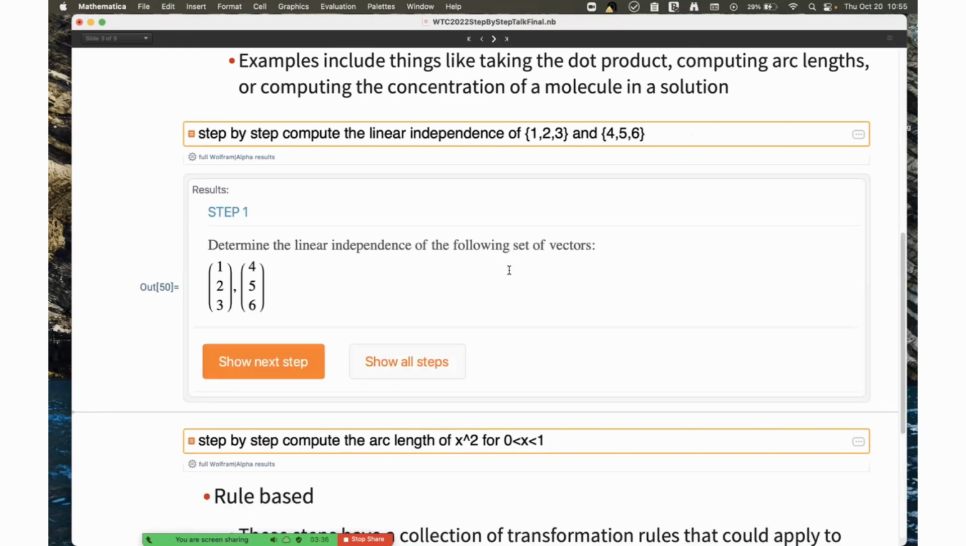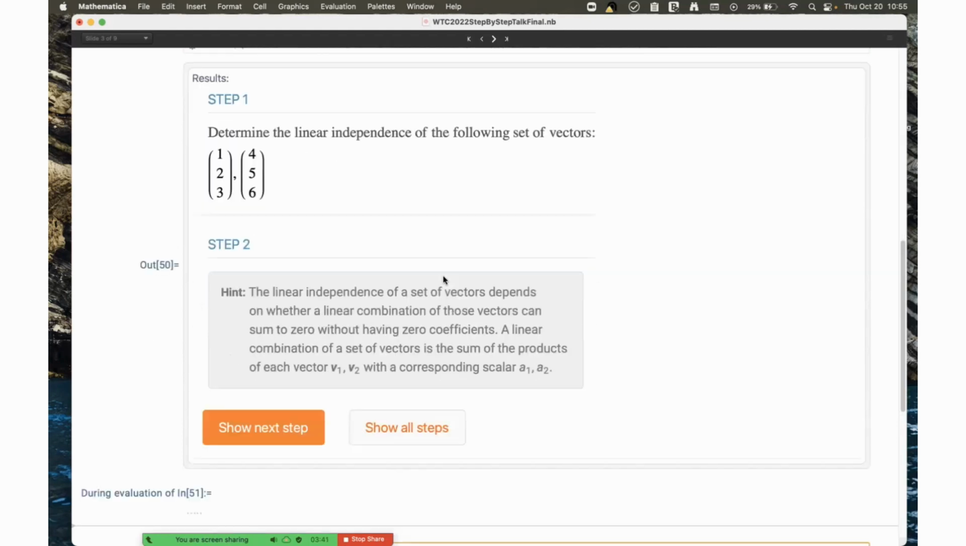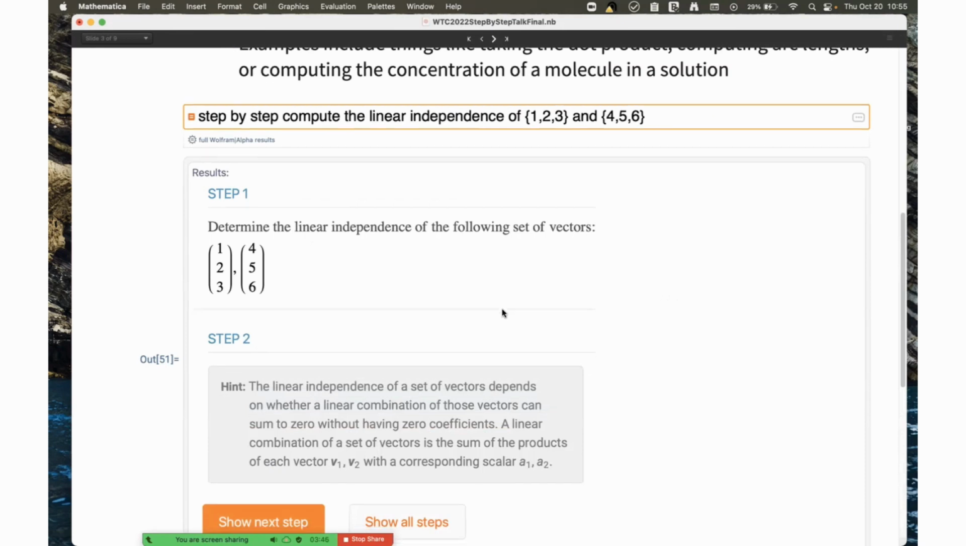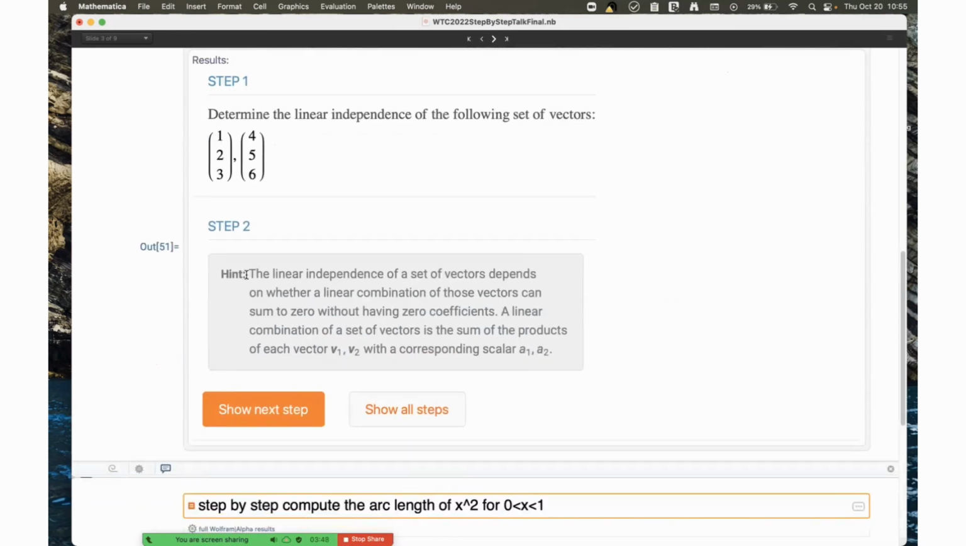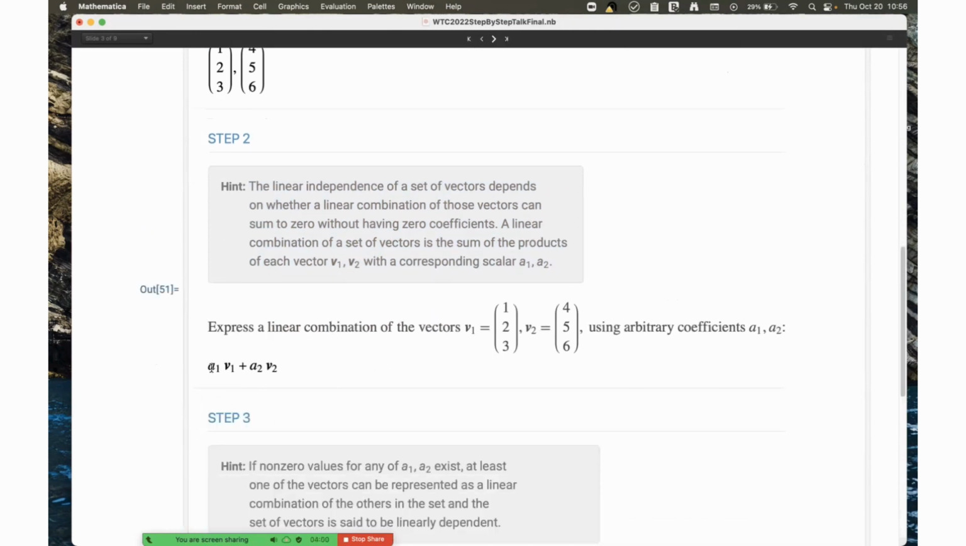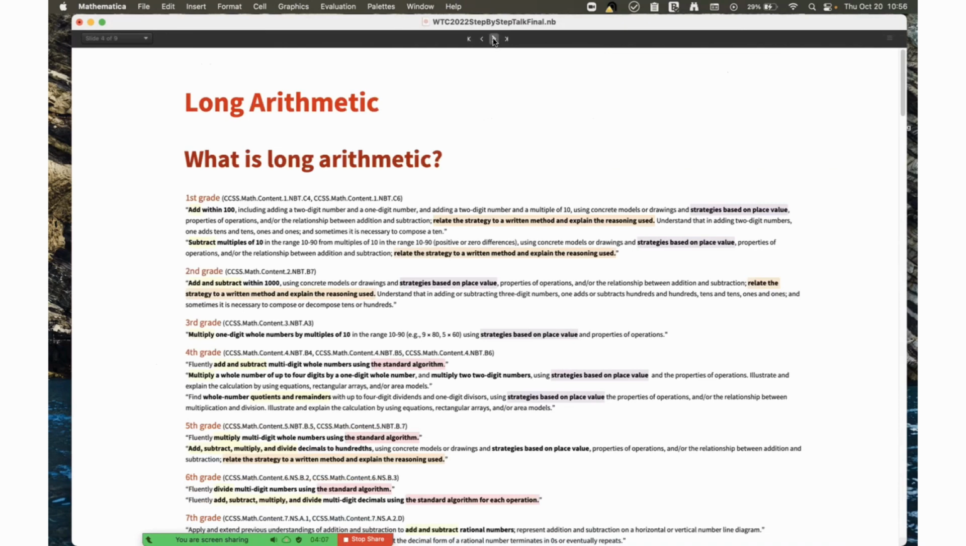So you can see here, this is our introduction. And as we go on through the steps here, we get a hint. Oh, I'm sorry, I hit evaluate twice. We get our hint, which in this case is just giving you the beginning process and describing what linear independence looks like. And as we go along, we get our textual description and the printed out math expression here. So with that, I believe I'm going to be handing it over to Anne-Marie, who's been working on our long arithmetic.